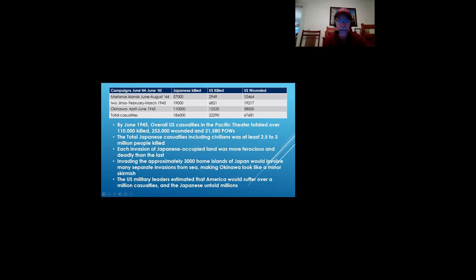And it was clear that if we had to invade the home islands of Japan, which consisted of 3,000 islands, including four major home islands, the Battle of Okinawa would look like a training skirmish in comparison. The U.S. military leaders estimated that America would suffer over 1 million casualties and the Japanese untold millions. In the firebombing program, over 100,000 Japanese died, more than Hiroshima and Nagasaki combined.